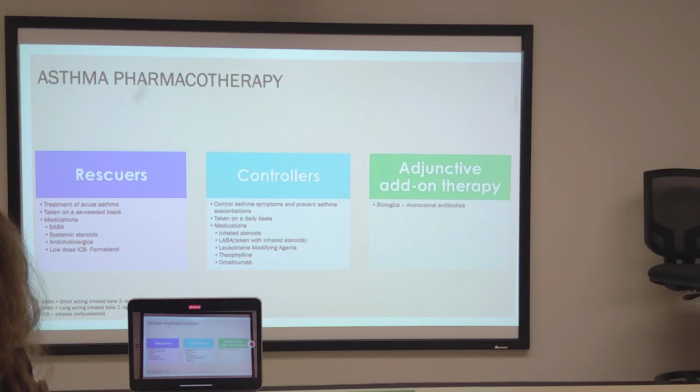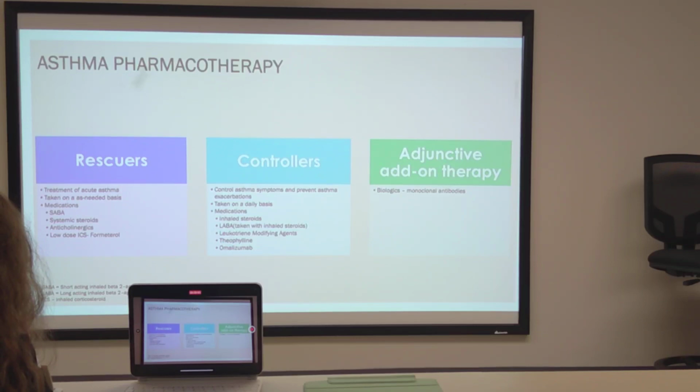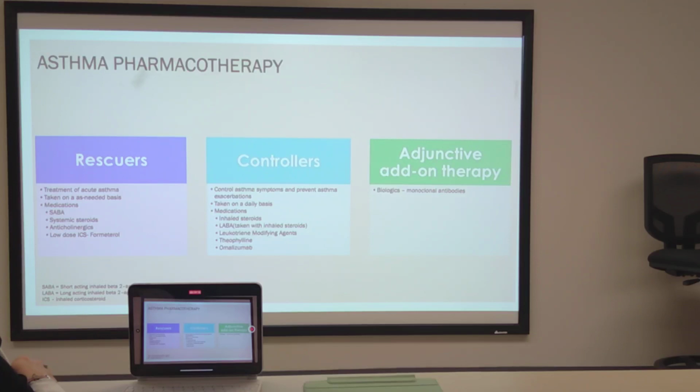So usually our rescuers are typically taken on an as-needed basis. These are your short-acting beta agonists, your steroids, sometimes your anticholinergics, and then I put on here low-dose ICS or formoterol. So ICS basically stands for inhaled corticosteroids. And then you have your controllers, which are your inhaled steroids, your long-acting beta agonists, leukotriene modifying agents, Xolair, omalizumab, and then we're going to go into your biologics.